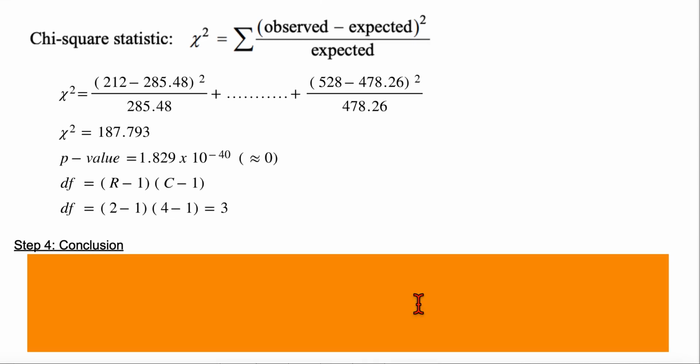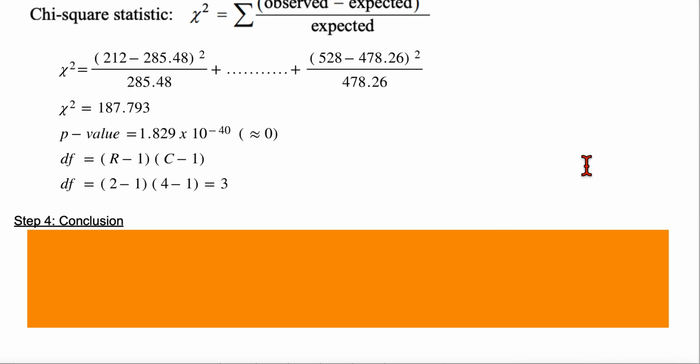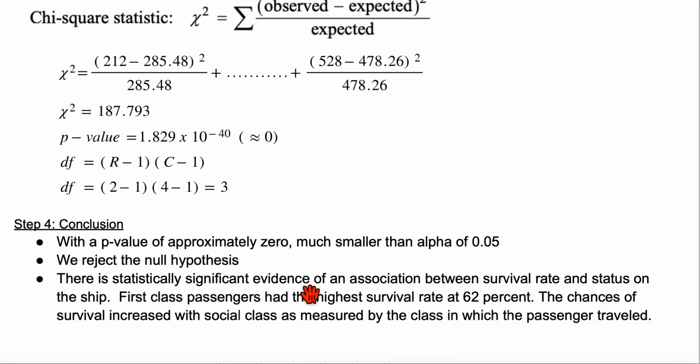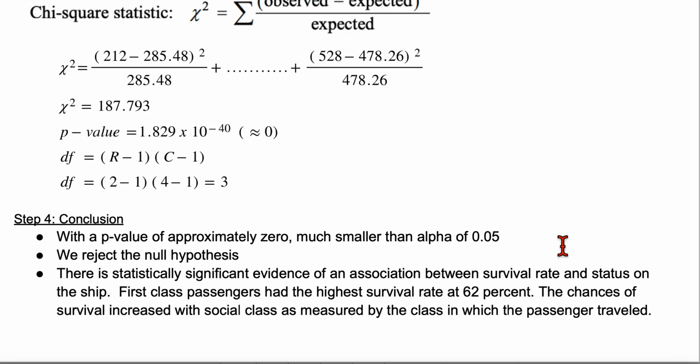And finally, we need to state our conclusion. And just a reminder, with a very small p-value, we know we're going to reject our null hypotheses. And there's strong evidence of the alternative. So here, we would say with a p-value of approximately 0, much smaller than an alpha of 0.05, we reject the null hypotheses. There is statistically significant evidence of an association between survival rate and status on the ship.